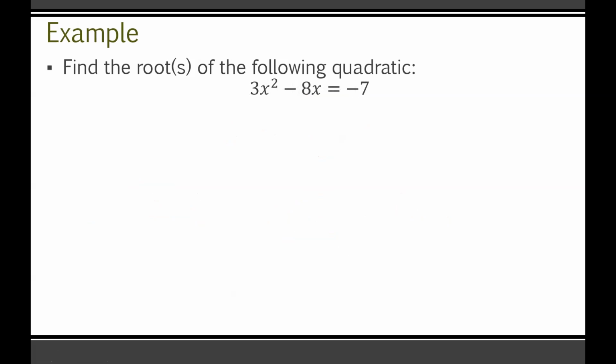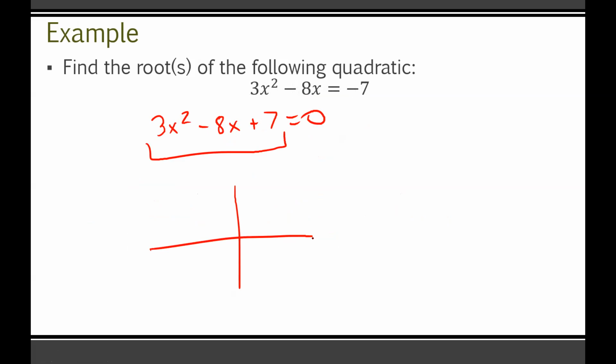So this is my favorite question of them all, because hopefully you were able to see it. If you were to put everything on one side, you're going to see you have 3x squared minus 8x plus 7 equals 0. And then this part right here is what you throw into your graphing calculator. And if you put it into your graphing calculator, what you're going to notice is the graph looks something like this time.